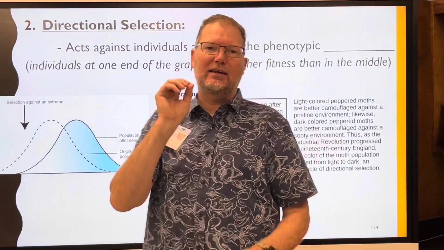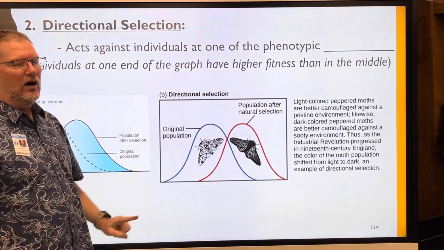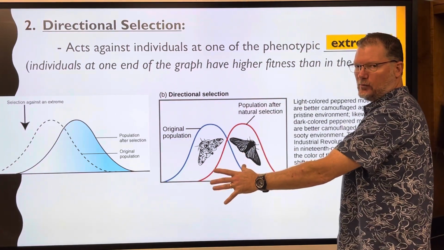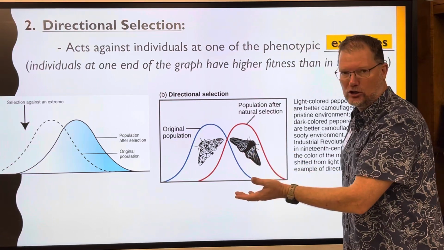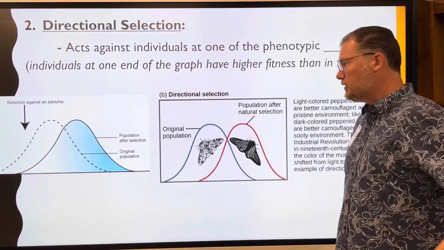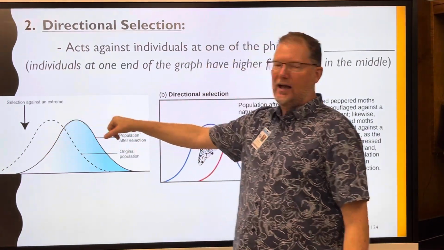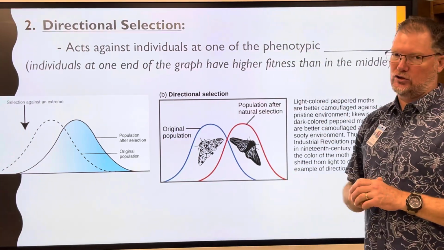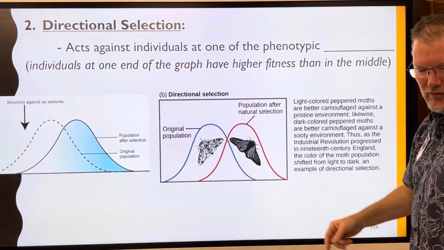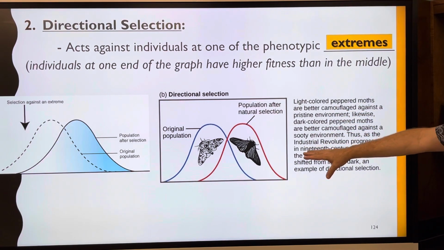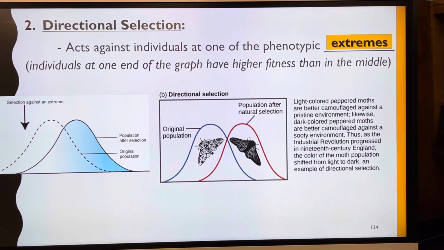Okay. Directional selection. So it acts against individuals at one of the phenotypic extremes. So this is the peppered moth observation that was made in the industrial era, industrial revolution, industrial melanism, remember all that, the moths up on the board there, okay? So a certain thing will happen in the environment that selects against one and favors the other. That's directional selection. Individuals at one end of the graph have higher fitness than in the middle. So the light-colored peppered moths are better camouflaged against the pristine, clean environment. And the dark ones are better camouflaged against the sooty environment. So we remember that whole scenario.